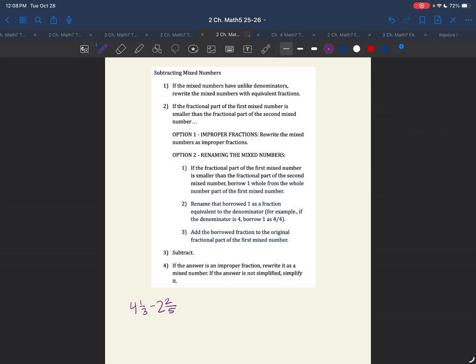All right, so this is a video tutorial of what we talked about today in class, just subtracting mixed numbers. You have this chart glued in your notebooks, so I'm just going to go through each step to help me solve this problem down here. If the mixed numbers have unlike denominators, rewrite the mixed numbers with equivalent fractions. All right, so 4 1/3 and 2 2/5 are unlike fractions because they have different denominators.